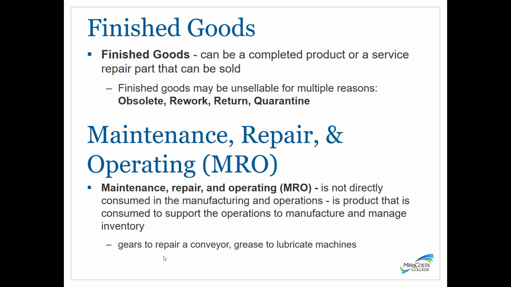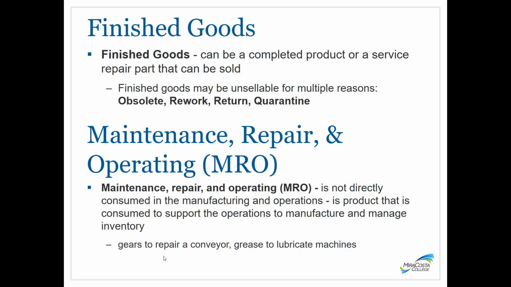Finished goods may be unsellable for a couple of reasons. If it becomes obsolete, meaning it doesn't have any value in the market or it's past its expiration. It could need rework, meaning there's some kind of defect on it and it's got to be fixed to make it sellable. It could be a return or reverse logistics, which is merchandise brought back from customers. So it was sold, but then it's being returned and it needs inspection or rework. And then quarantine. So this is merchandise that needs to be held for a period to determine if quality has been maintained.